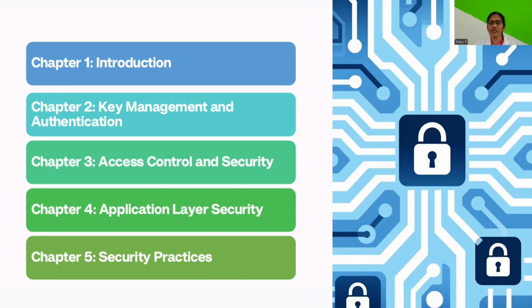Chapter 4 is application layer security. The objective is to understand the application layer security standards. At the end of the chapter, you are able to describe application layer security techniques, including secure email mechanisms and wireless device security methods. Chapter 5 is security practices. The objective is to learn the real-time security standards. At the end of the chapter, you are able to apply security practices for real-time applications.